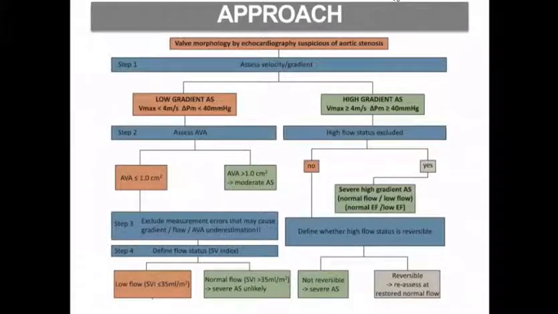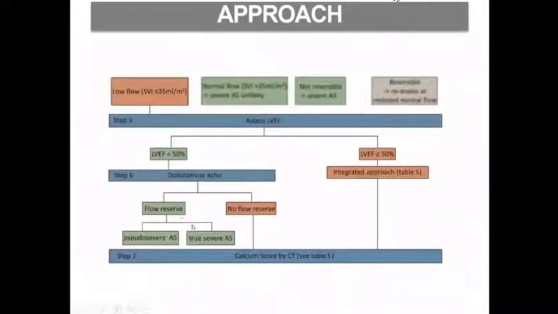What do you do if there is a high gradient? If you have suspicion of aortic stenosis, you assess the velocity and gradient. If you find a low flow gradient, you assess again with further DSE and other methods. If you find a high flow status, excluded, yes, then the high severe flow is there. If no, then definitely the high flow is reversible. If not reversible, this will be severe AS; if reversible, reassess at the restored normal flow condition. So this was the next step.